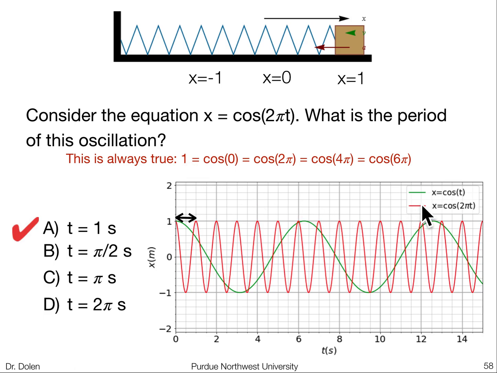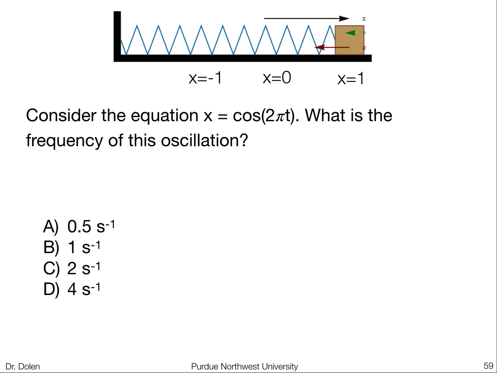Now if I plot cosine of t, again, that's this green curve where the period is 2 pi seconds. But if I plot x equals cosine of 2 pi times t, you can see it's now oscillating really fast, and it takes exactly 1 second on the x-axis here to go through 1 complete oscillation. Okay, and what is the frequency of this oscillation? So think about that for a moment. The answer here is 1 per second.